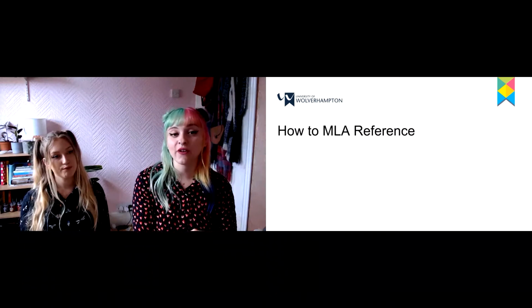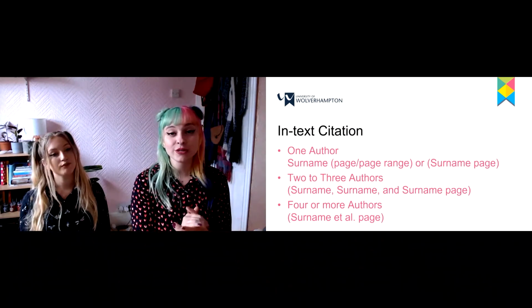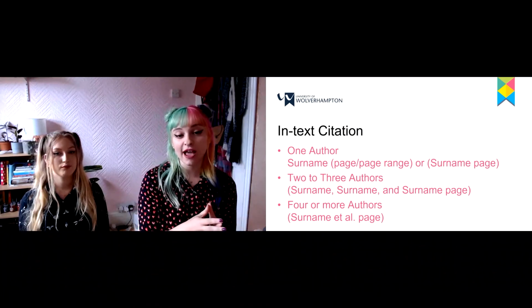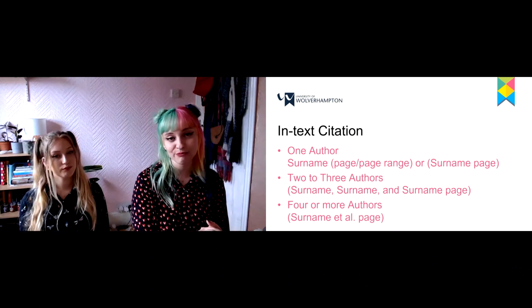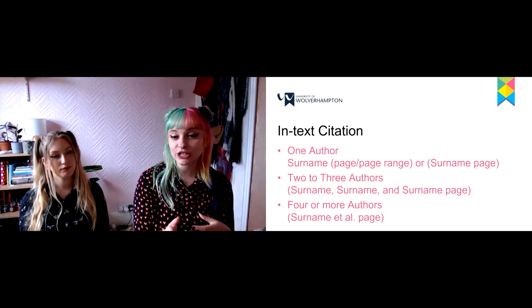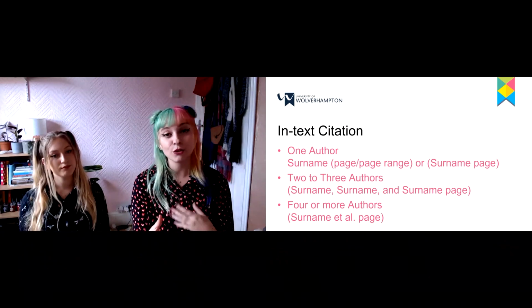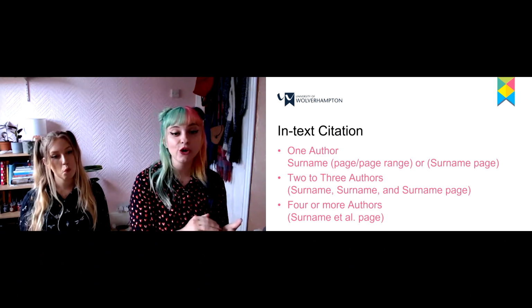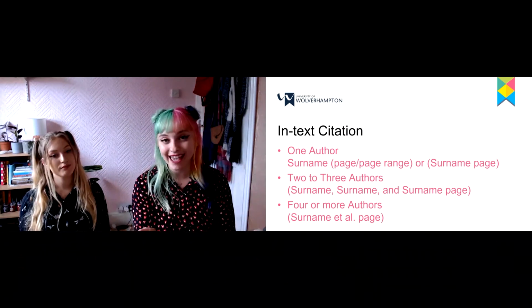Next, we're going to briefly cover MLA referencing. And if you have one author, you simply just state the surname of that author and then the page or page range which you have gathered this information from. If there's 2 to 3 authors, you simply do the same. You state all their surnames and then the page or page range. However, if there's 4 or more authors, you say their surname, et al., meaning and others again, and the page or page range.